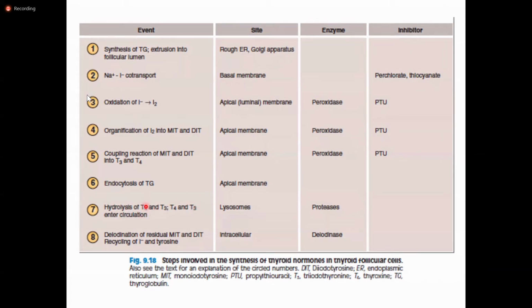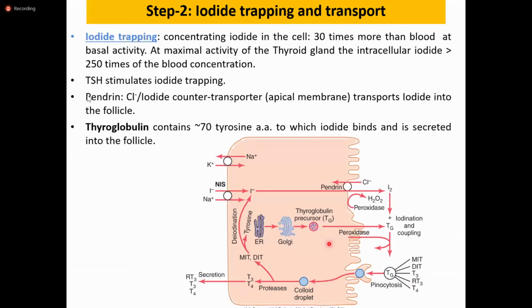Then once the T3, T4 are inside the follicular cell, it would be joined by the lysosomes to hydrolyze these enzymes from the thyroglobulin. And the enzymes involved are proteases. And then you have deiodination of the monoiodotyrosine, which has been engulfed, or diiodotyrosine, which has been engulfed in the follicular cell by deiodinase enzyme, and the iodine is recycled back into the follicular cells.